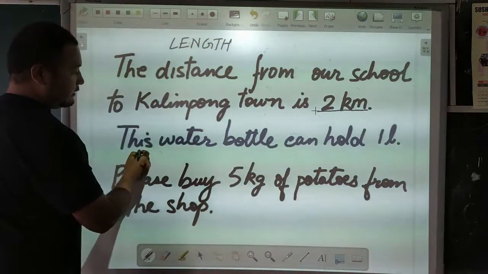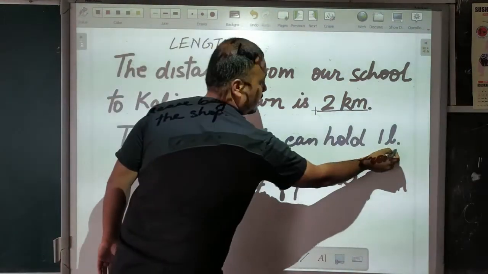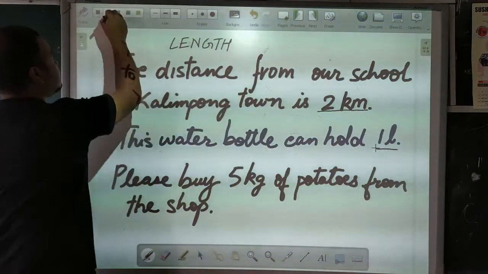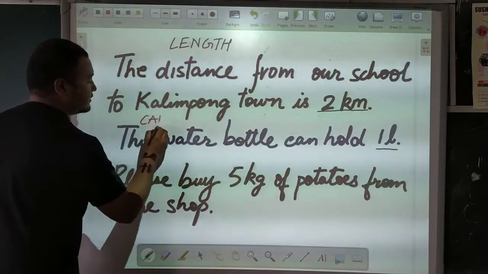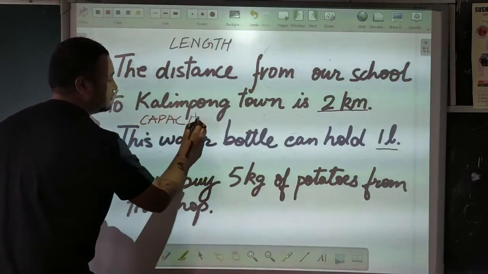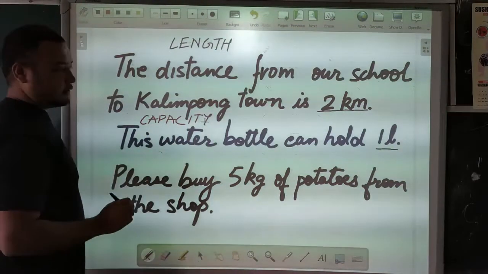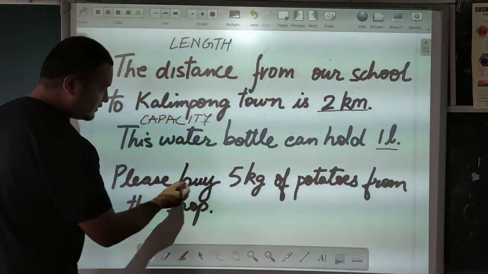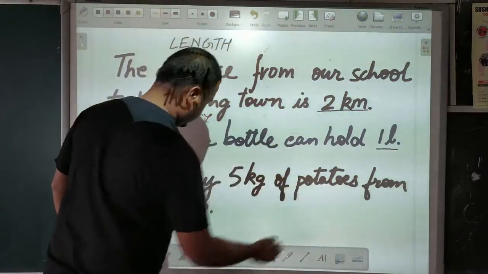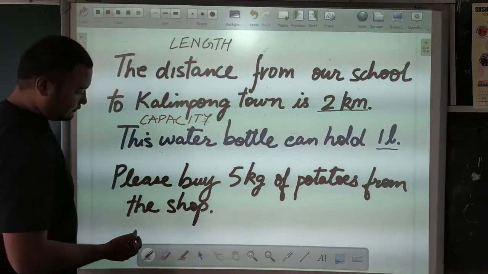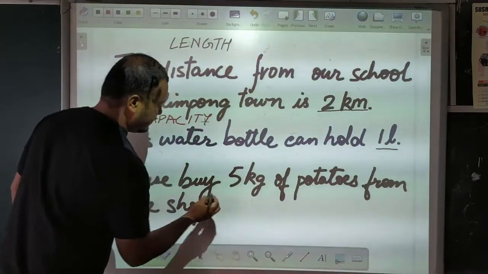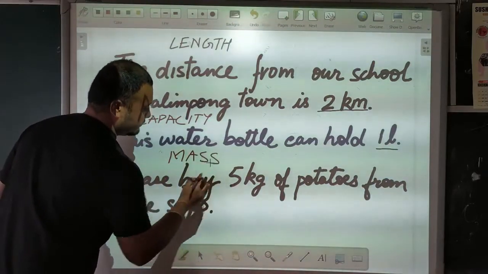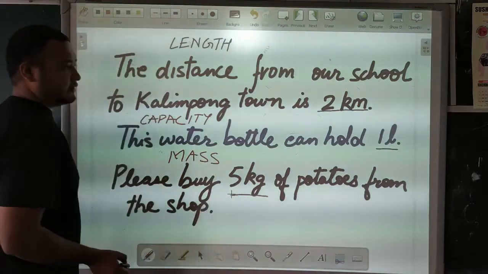Okay. This water bottle can hold 1 liter. So here we are talking about something called capacity. Okay, and it is equal to 1 liter for that water bottle. Please buy 5 kg of potatoes from the shop. So here we are talking of another quantity called mass. Okay, and it is equal to 5 kgs in this case.